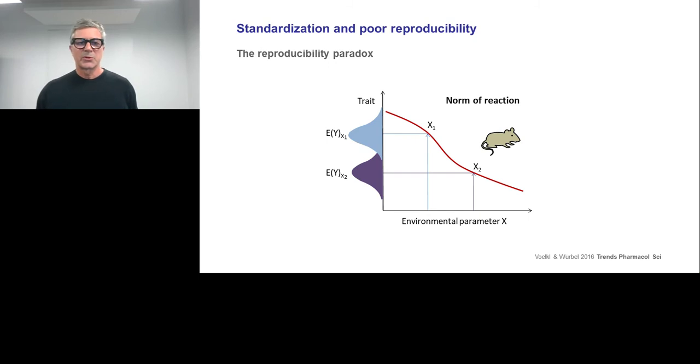And this leads us to the reproducibility paradox, and I've drawn a simple sketch here taken from a paper that we published a couple of years back, where we try to put the reproducibility of animal research into perspective with biological variation. So what I've drawn here is a so-called norm of reaction, a change in the reaction of the animals to a particular stimulus in response to a particular environmental parameter. This parameter X can be temperature, it can be noise, it can also be a treatment that is applied to the animals, and as you can see on the left side by the distribution of the trait values, depending on which level of the environmental parameter I select, I may get different results.